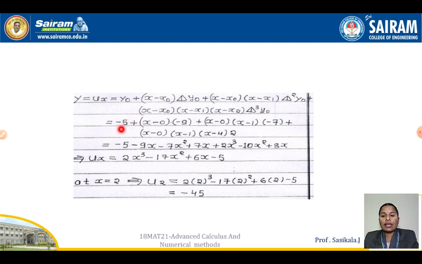What is the first one? Minus 5 plus x minus 0 into minus 9 plus x minus 0 into x minus 1 into minus 7 plus x minus 0 into x minus 1 into x minus 4 into 2. Okay, so you can simplify this.